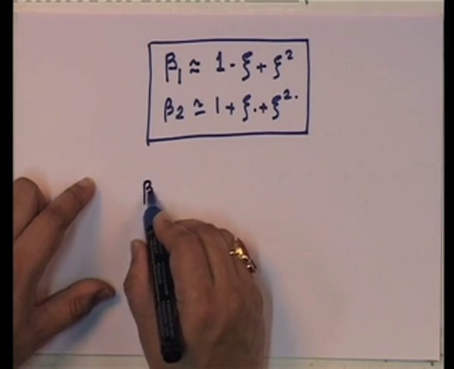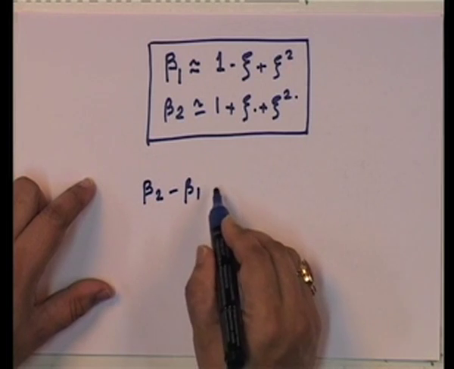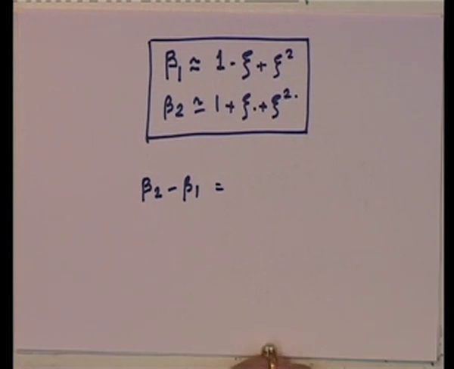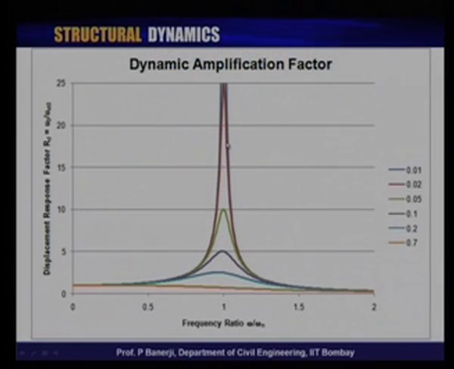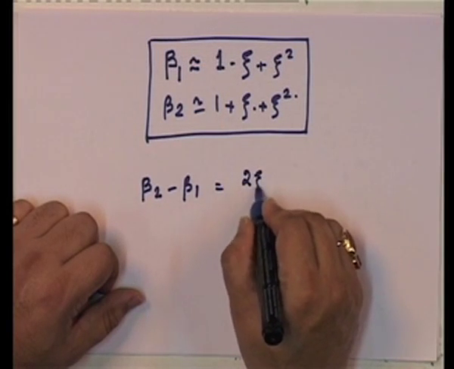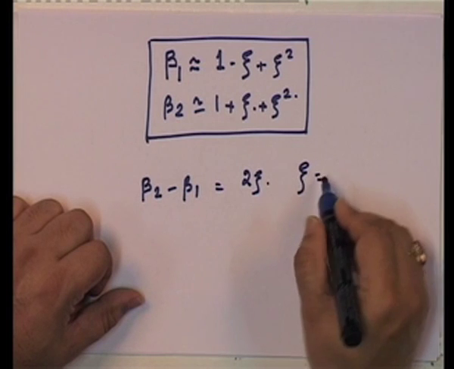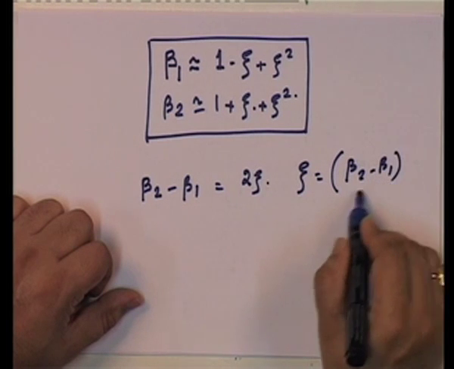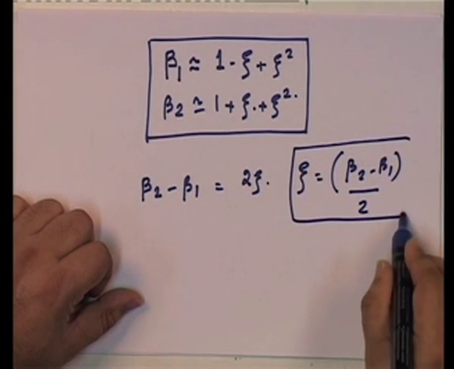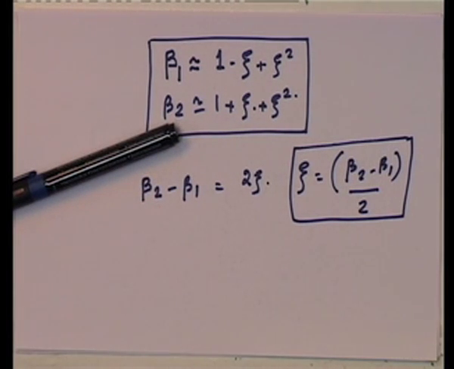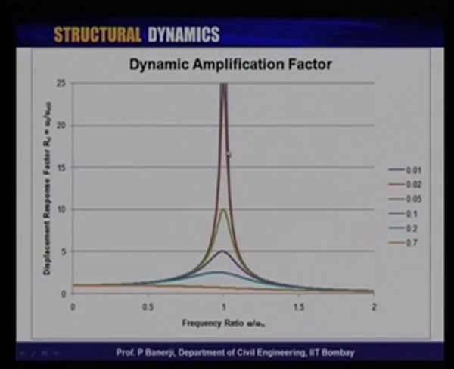So, if I do beta 2 minus beta 1, which is really the bandwidth, in other words, you understand where the half power bandwidth comes from. At half power, what is the frequency bandwidth, which is beta 2 minus beta 1. If you look at this, what do you get? You get it equal to 2 xi. In other words, xi is equal to beta 2 minus beta 1 upon 2. This is known as getting the damping from the half power bandwidth.